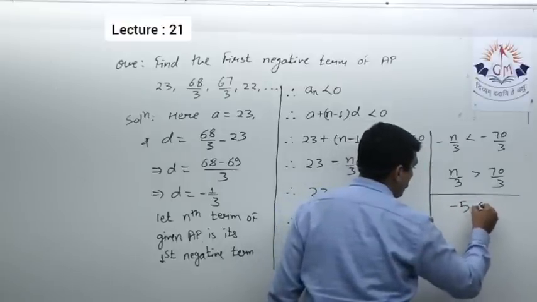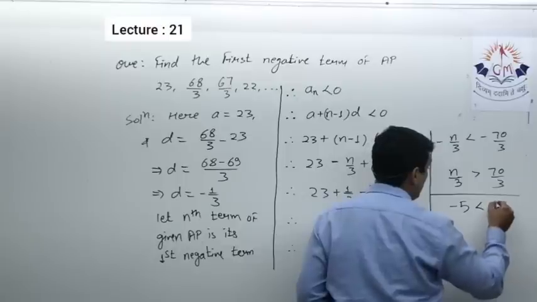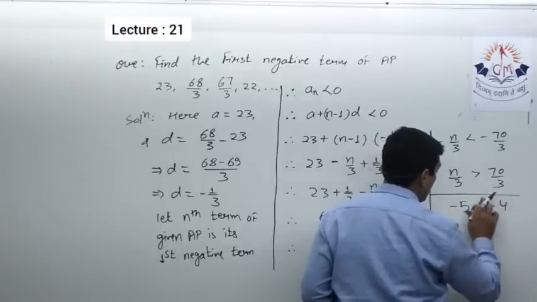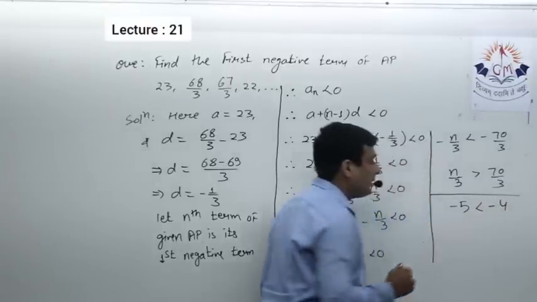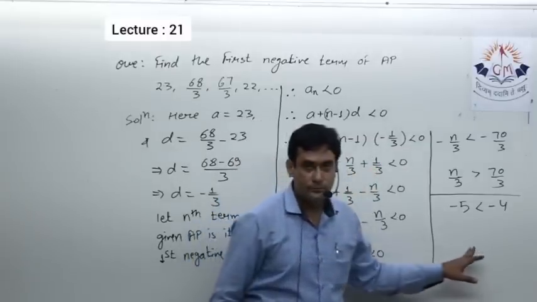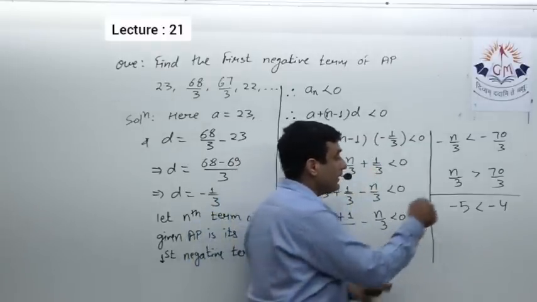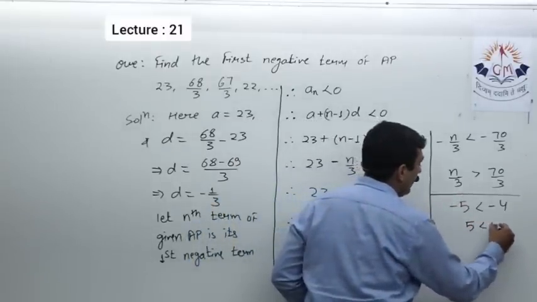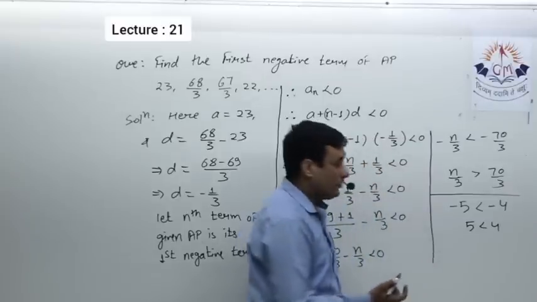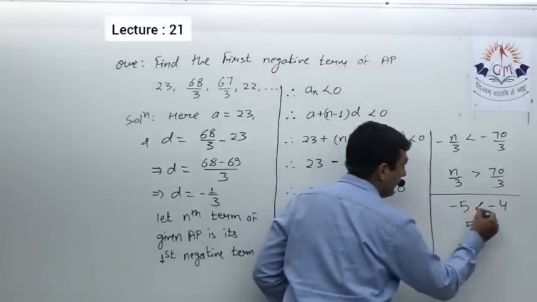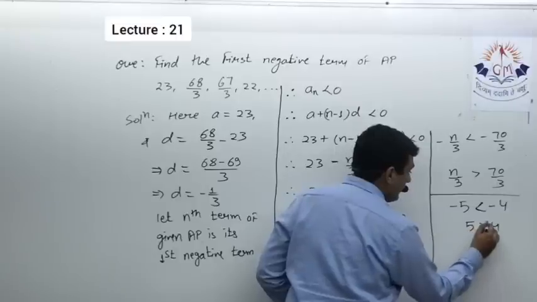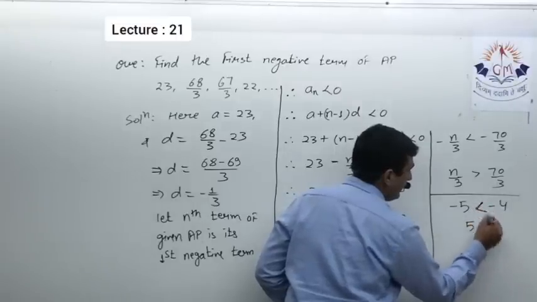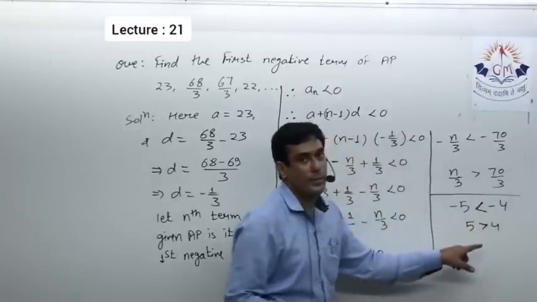Minus 5 is definitely less than minus 4, isn't it? Now if you directly cancel the sign, what will you get? 5 is less than 4, which is incorrect. So whenever you are dealing with an inequality sign and you are cancelling the minus sign, reverse the inequality sign. The less than will become greater than when we cancel the minus sign.